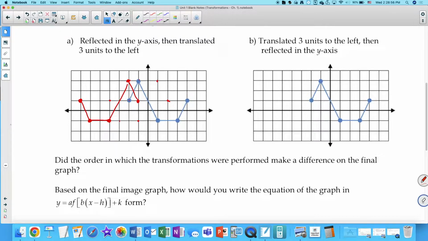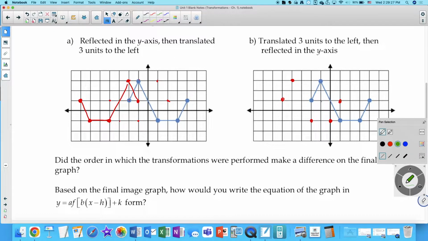Okay. Now, if we translate it left first and then reflect it, we're going to get something that looks different. So actually, I'm going to do these in different colors because otherwise I'm going to lose track of what's what. So 3, 1, 2, 3, 1, 2, 3, 1, 2, 3, and 1, 2, 3. And then I'm going to switch colors and maybe do this in green, the reflection.